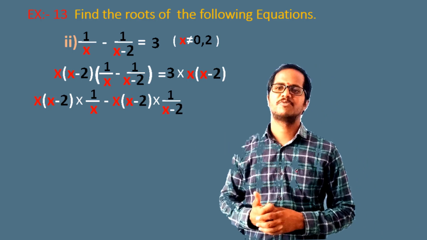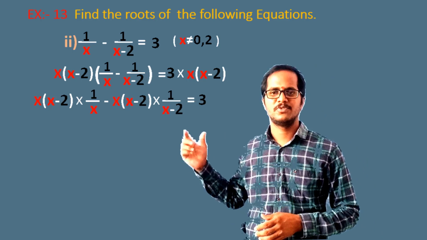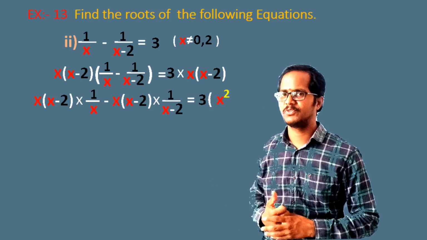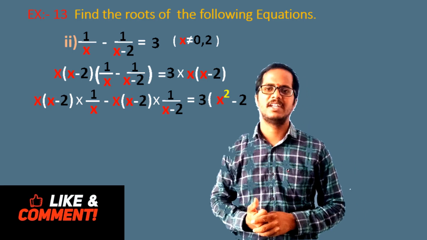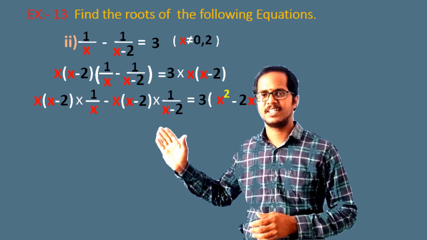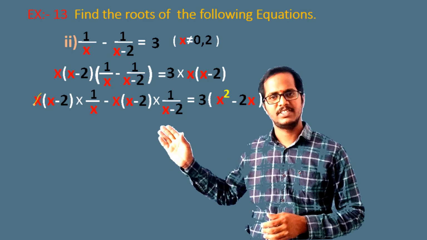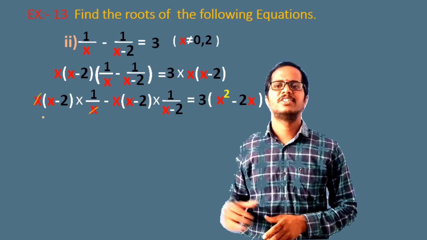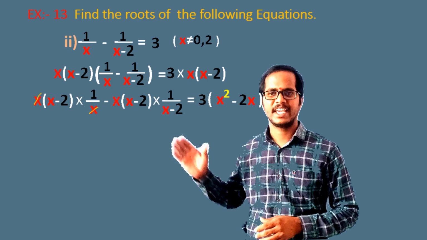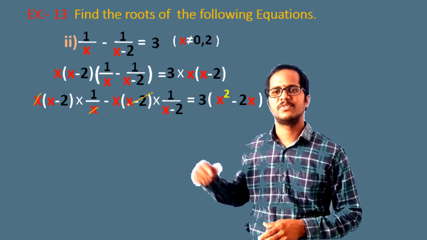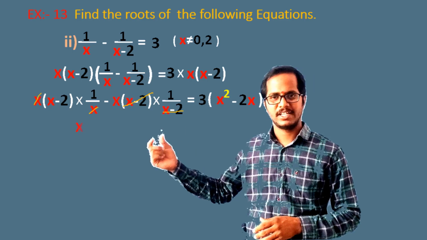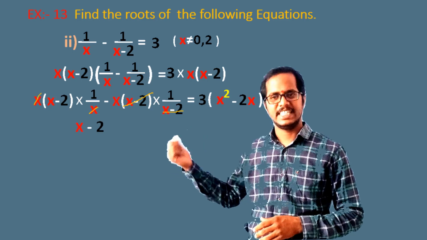2 into 1 by x minus 2, which equals this 3 into x minus 2, which can be written as 3 into, in bracket, x square minus 2x. Now coming to the left side, in the first term we can cancel x, which is in the numerator and the denominator, so that we get x minus 2 in the numerator, plus, and in the second term we can cancel x minus 2 and x minus 2, so we get x in the numerator. So what we get here is x minus 2 minus x.